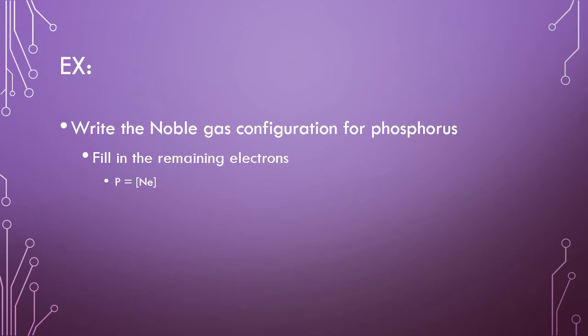So let us now start writing the configuration and filling in the remaining electrons. Phosphorus is equal to neon in brackets, which accounts for the first 10. Then 3s2, because there were 5 remaining electrons. There are now 12 electrons represented in this configuration, 10 with the neon and 2 with the 3s2. There are still 3 more that need a home. After 3s comes 3p, and we can put the remaining 3 into the 3p. So the complete noble gas configuration of phosphorus is neon, 3s2, 3p3.